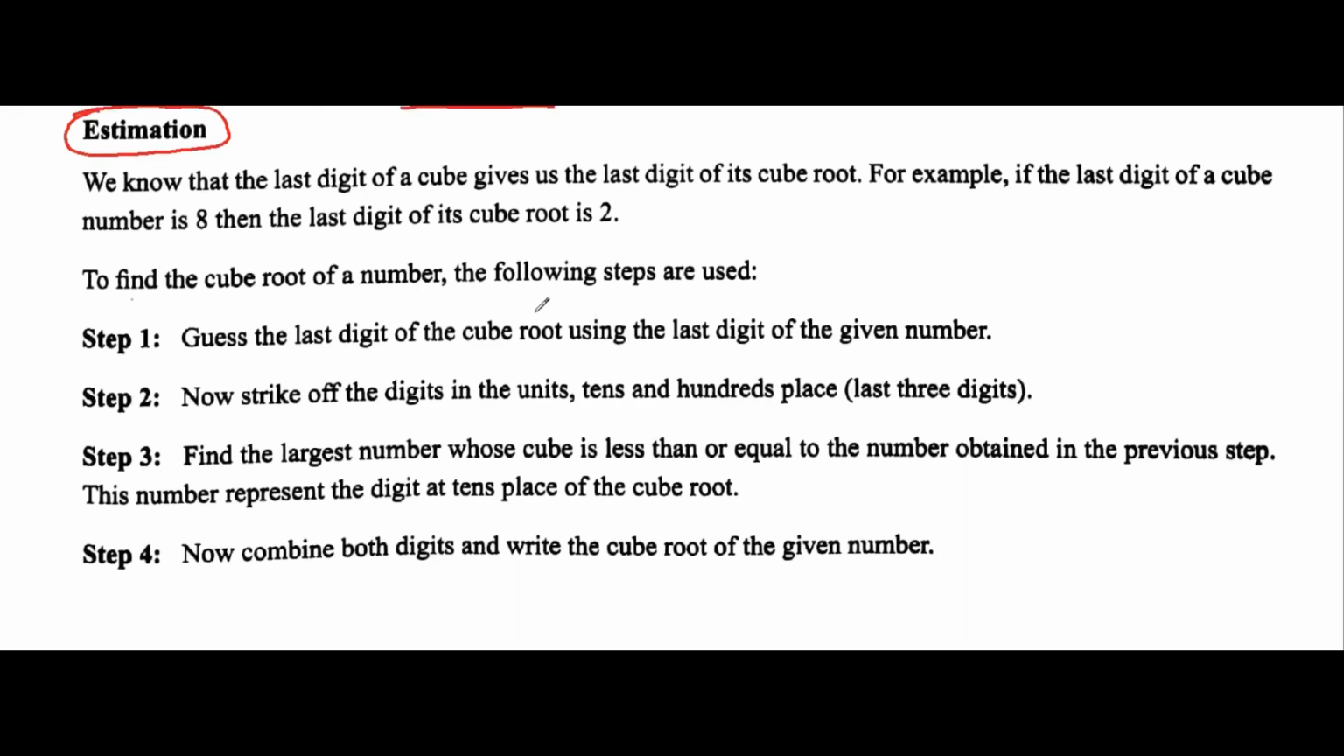Let me first read and understand what it is. Okay, we know that the last digit of a cube gives us the last digit of its cube root. For example, if the last digit of a cube number is 8, then the last digit of its cube root is 2. ये कहाँ लिखा है मैंने? यहाँ लिखा है. Cube root of 1 अगर मैं निकालूंगा, last digit 1 है, तो अगर मैं cube निकाल रहा हूं तो उसका last digit 1 ही होगा.